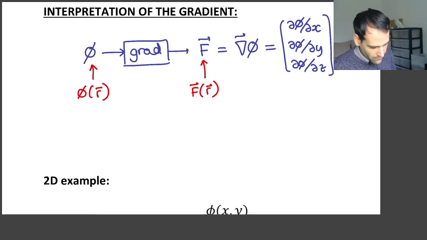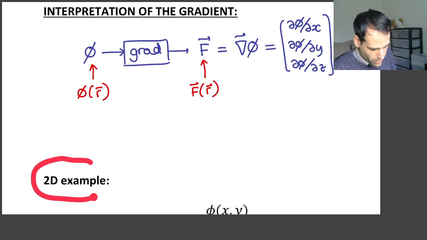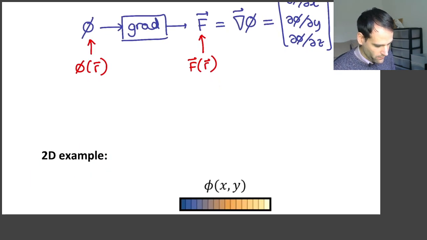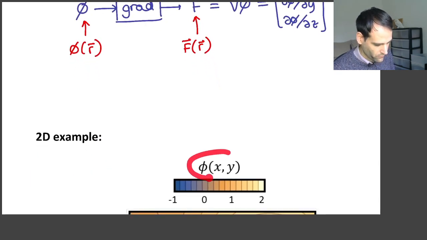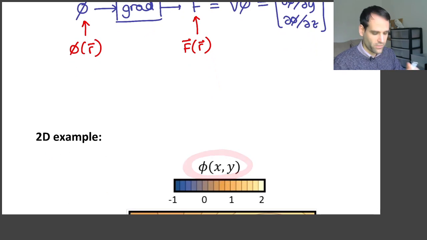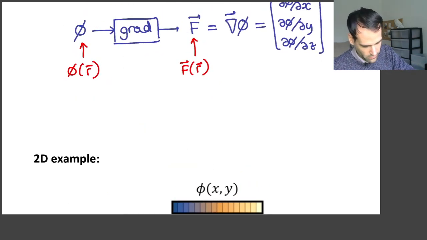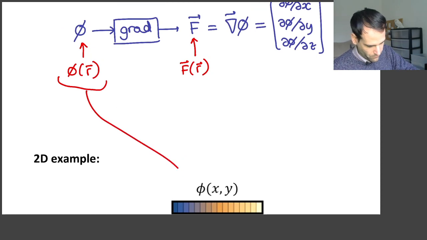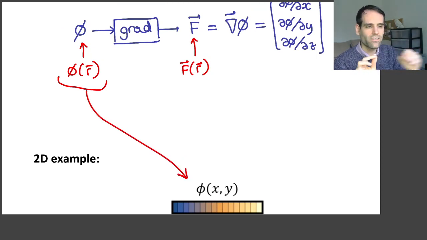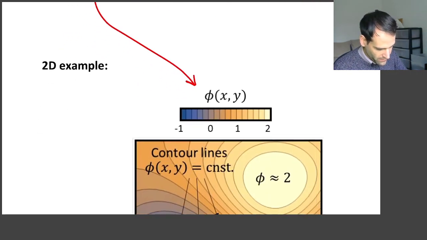The first example that I'm going to do is a two-dimensional example in which phi is my scalar field, which is the input here. So this is the input. I'm going to plot this input field on an xy plane. So it's a two-dimensional function. And this is how it looks.